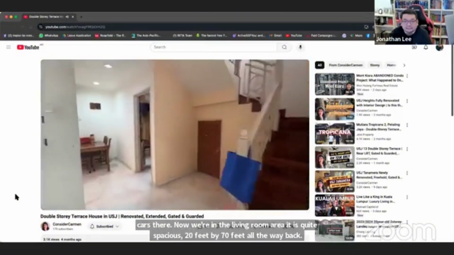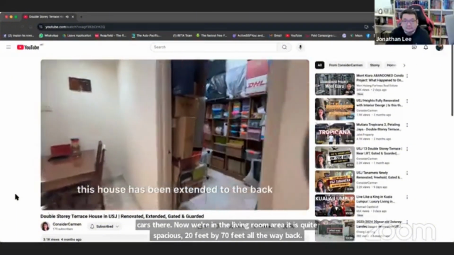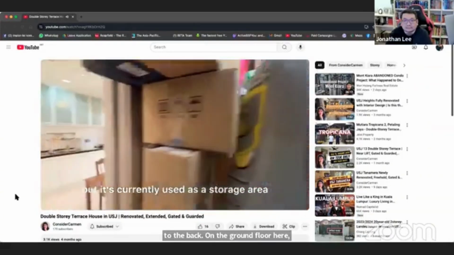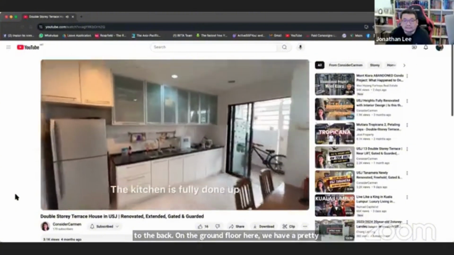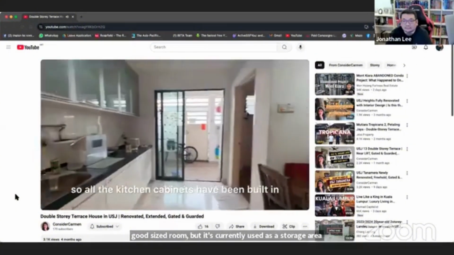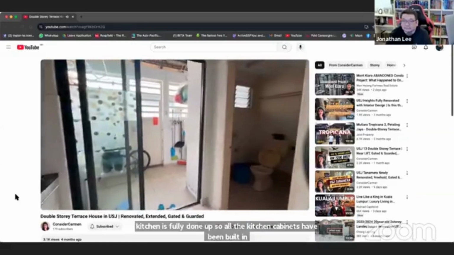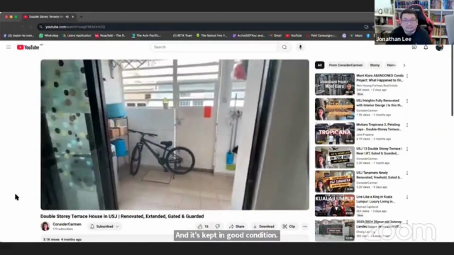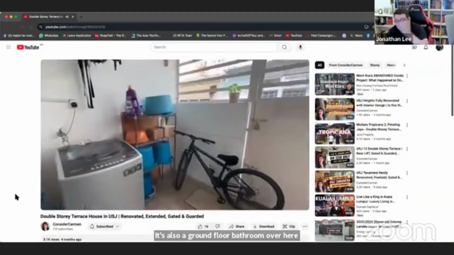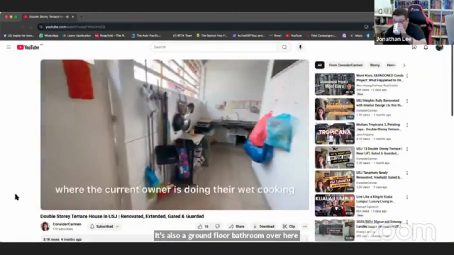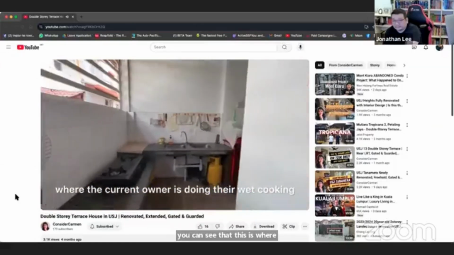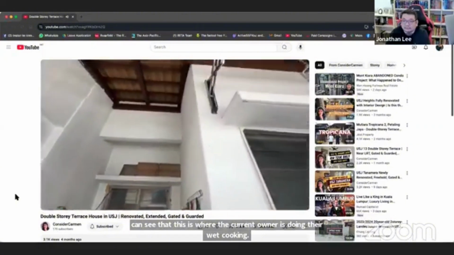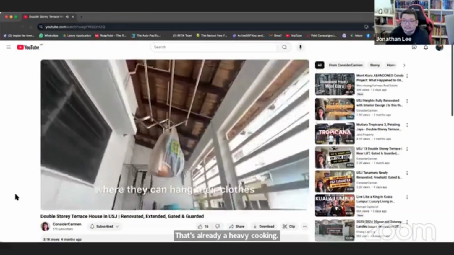Okay, so this house has been extended to the back. On the ground floor here, we have a pretty good sized room, but it's currently used as a storage area. The kitchen is fully done up, so all the kitchen cabinets have been built in and kept in good condition. There's also a ground floor bathroom over here. And in this kitchen area that has been extended, you can see that this is where the current owner is doing their wet cooking, their heavy cooking. And it's also the space where they can hang their clothes.